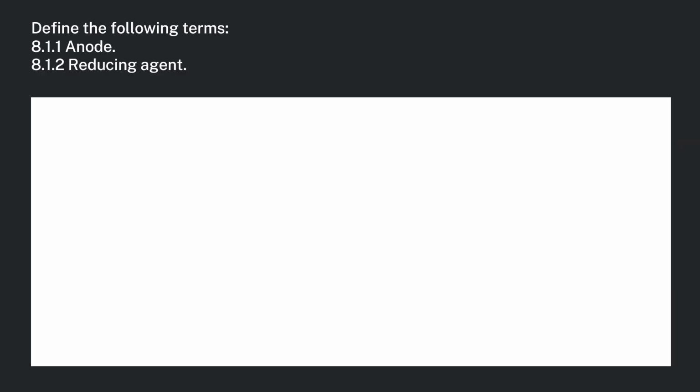Okay, first question is define an anode and a reducing agent. An anode, simply put, is just the electrode where oxidation occurs. And remember, oxidation is the loss of electrons, so we can always look at it as OIL RIG. Oxidation is loss. And with oxidation reactions, think of it as the electrode where the chemical species become more positive. So if you have an oxidation reaction, you expect more positive.